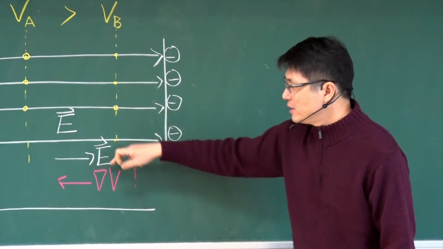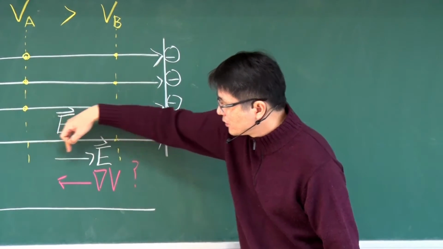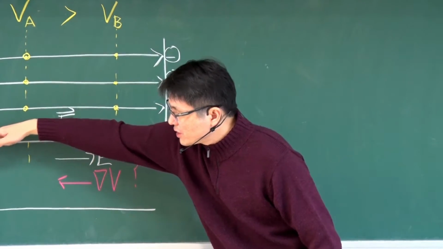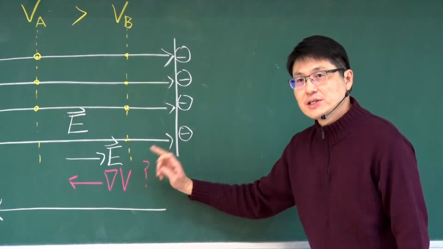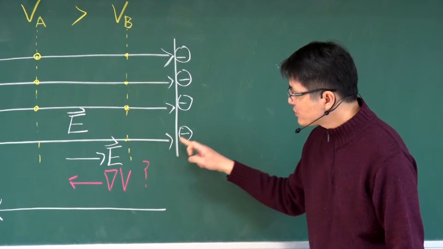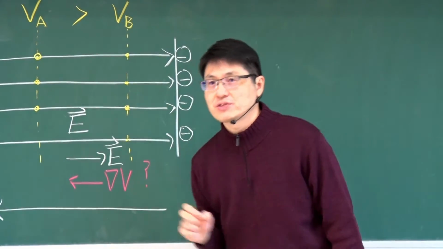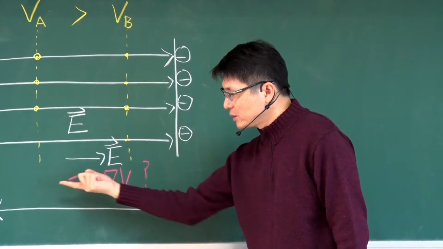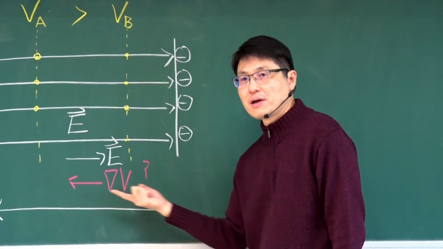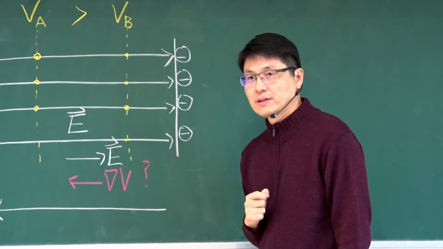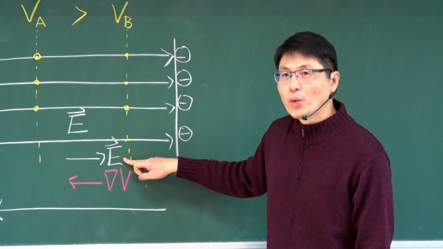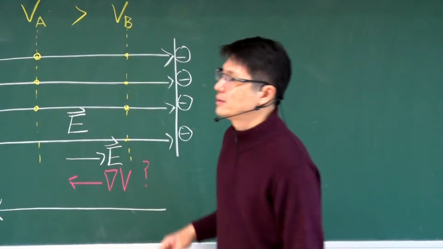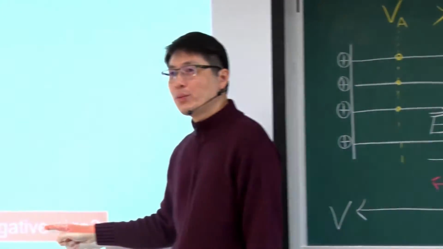Your E field is from the left-hand side to the right-hand side, from the positive charge to the negative charge, but the gradient of V is in the reverse direction. It points from the negative charge to the positive charge. This is the direction where you have increasing electric potential. Okay? It's in the reversed direction from where the E field is pointing. So this is why we have to include the negative sign.